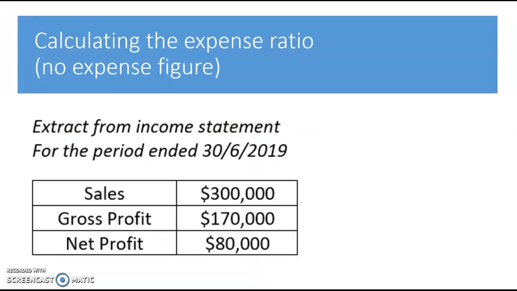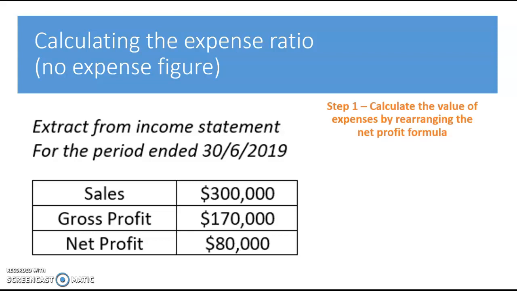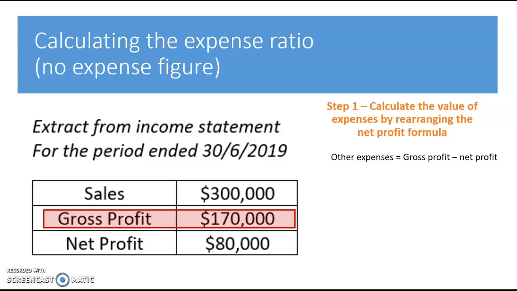Another way we could be asked to calculate this ratio is where they give us our sales and our profit figures but not the expense figure. So step 1, we need to calculate the value of expenses by rearranging the net profit formula. So we know we're going to rearrange that to get other expenses. It's just going to be gross profit minus our net profit, or our 170,000 minus our 80,000 in net profit, giving us other expenses of $90,000.